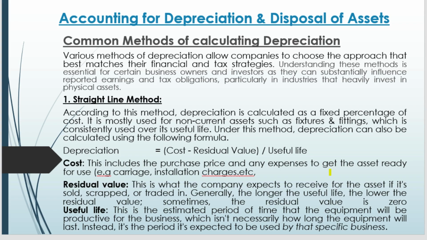Cost. This includes the purchase price and any expenses to get the asset ready for use, e.g. carriage, installation charges, etc. Residual value. This is what the company expects to receive for the asset if it's sold, scrapped, or traded in. Generally, the longer the useful life, the lower the residual value. Sometimes, the residual value is zero.